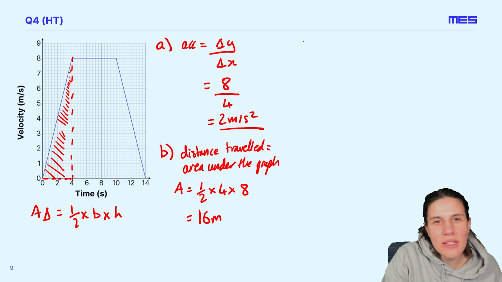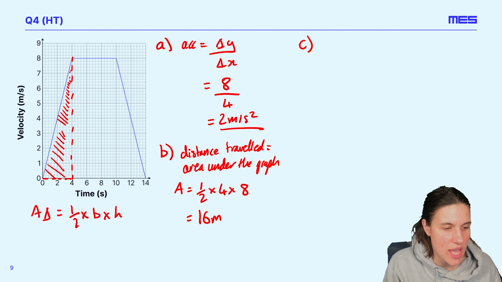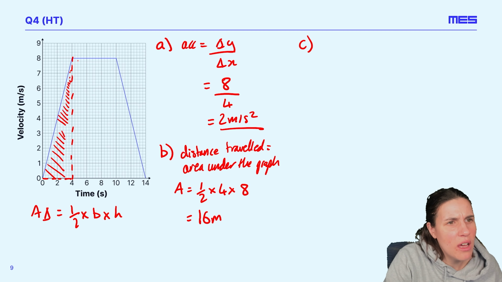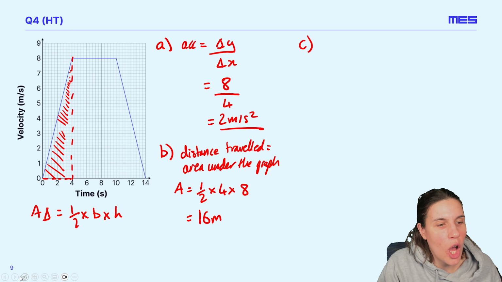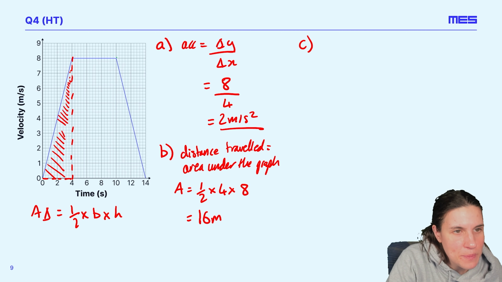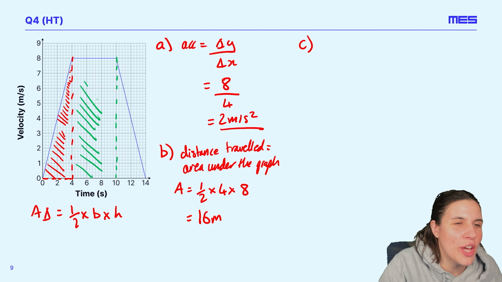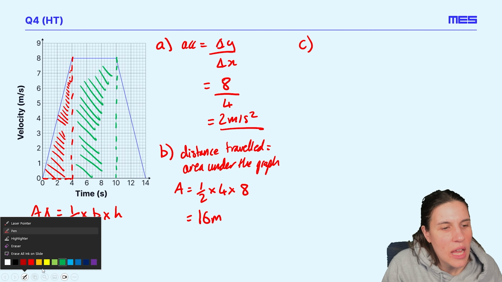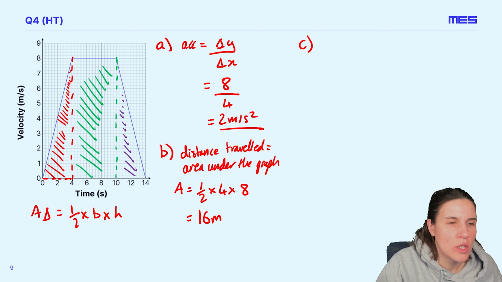Now, Part C asked me to calculate the distance travelled during the entire journey. Now, looking at this shape here, that's going to be a little bit difficult to calculate the area of in one go. So I'm going to split it up into different shapes. So I've already calculated the area of the red triangle. I'm then going to calculate the area of the green rectangle, and then I'm going to calculate the area of the purple triangle, and then I'm going to add them all together.